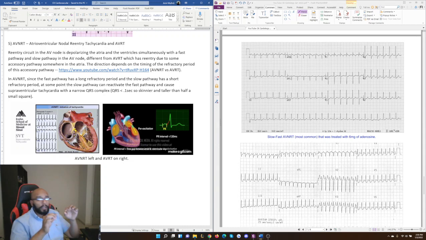And at some point they're both going to send a signal at the same time, and that's going to cause a problem and cause the AV node to activate twice, right? It causes atrial contraction, left atrial contraction twice. So the left atrium will contract, and then it'll contract again while the ventricle is contracting. That's not going to work out too well.